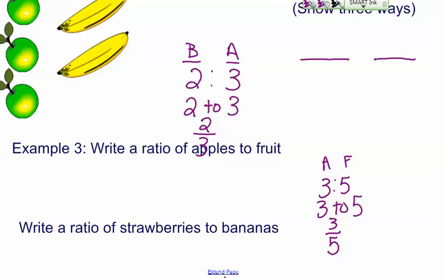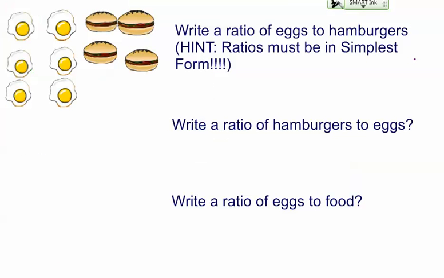Now look at this last part. It says write a ratio of strawberries to bananas. How many strawberries do I have here? None. I don't have any, so that's 0. How many bananas do I have? 2. So I have 0 to 2, 0 to 2, or 0 over 2. It's important that you know the 3 ways to do it because you can see any one of those on a test. Okay, I want you to answer these next 3 questions on your own. Be careful because they're a little bit tricky. Go ahead and hit pause, answer the questions, and when you're ready to check them, hit play again.